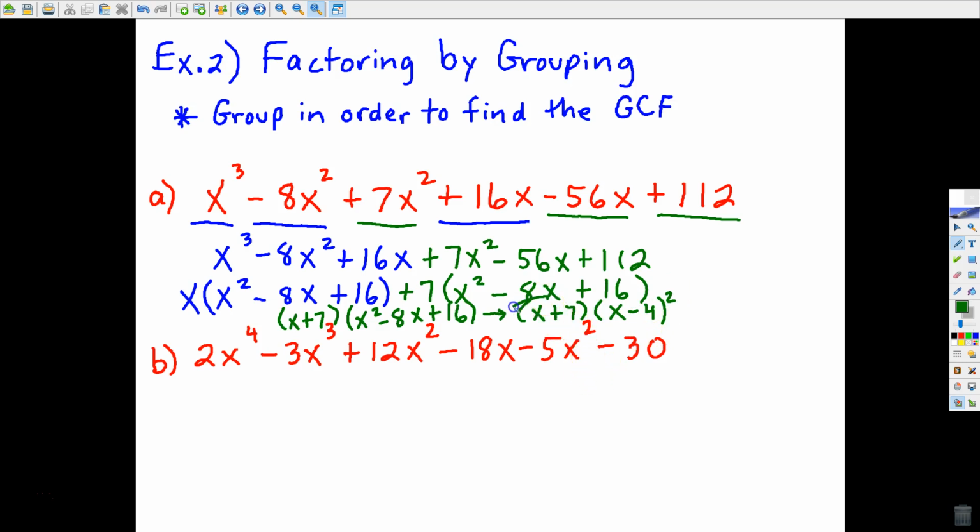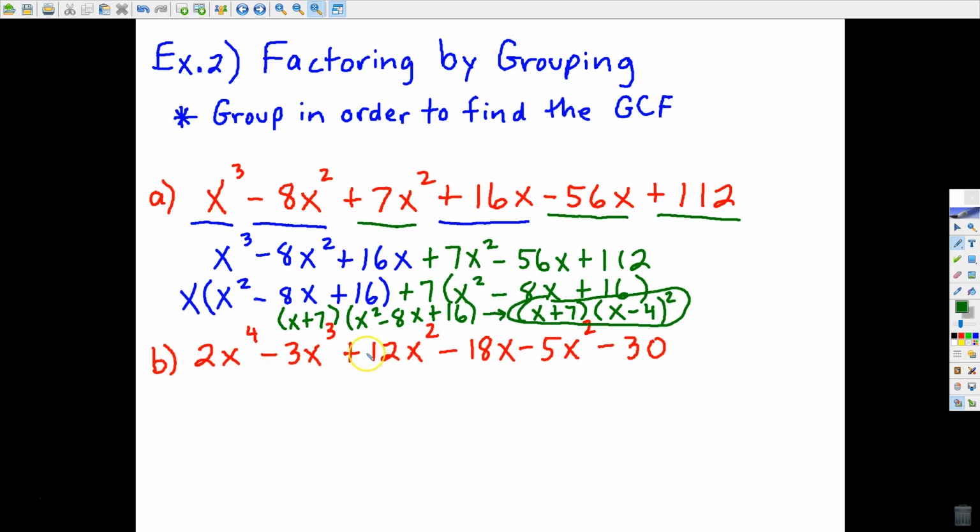Now you could have used the old-fashioned method of trying to figure out the factors of 16 that add up to -8. Well, you can probably see that that's -4 and -4, and so you could have written the answer as x minus 4 times x minus 4. You could have written it out twice, but I just wrote it out as x minus 4 quantity squared. Okay, and that is the answer for example A using the factoring by grouping method.